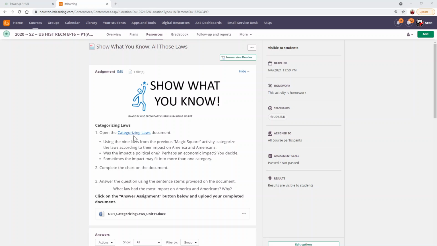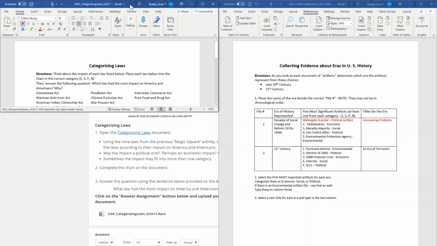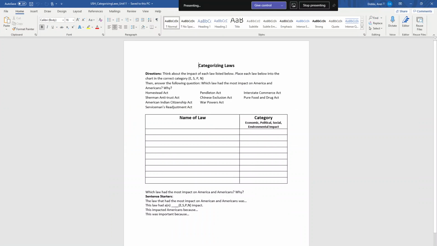So the first thing you need to do is open up the categorizing laws document. Click it, and that should prompt you to download. Otherwise, you can also open it there if you want to use Word online. Either is fine. Then you have your categorizing laws document. You think about the impact of each law listed below and place each law in the correct category: economic, social, political, or environmental.